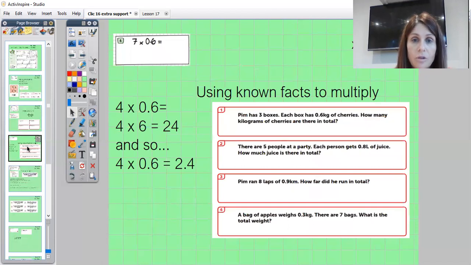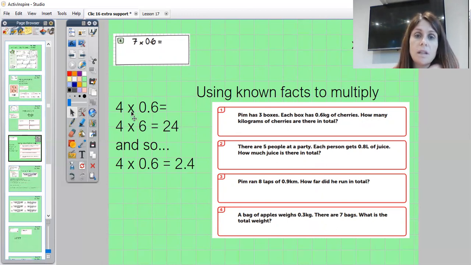Okay, question 4, using known facts to multiply. So I've put some worded problems here for you to have a think about. We have talked this through before, and I talked this through last week, but just to quickly recap, for those of you who are still finding it a bit tricky.